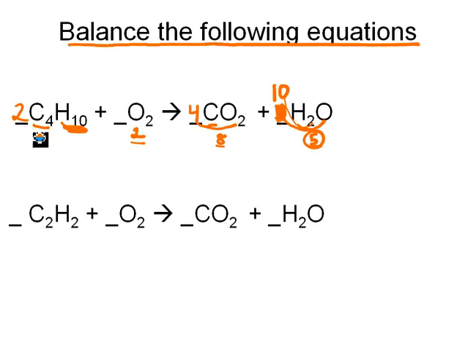Okay. Now let's check our carbons. I have a total of 8 carbons right here. Okay. And on the right side, I only have 4 carbons. So I'm going to erase the 4. And let's put an 8 right there.